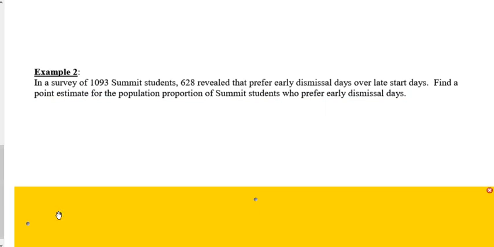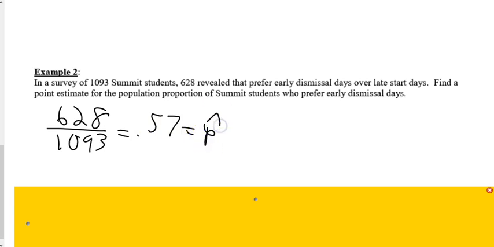Example 2. In a survey of 1,093 Summit students, 628 out of, remember the fraction bar means out of, 1,093 said they preferred early dismissal over late start dates. They'd rather get out early than start school late. Well, that's 0.57. That's my P hat. About 57% of the students said, yeah, we'd rather leave early. In other words, 43% said no, they'd rather have the other one.